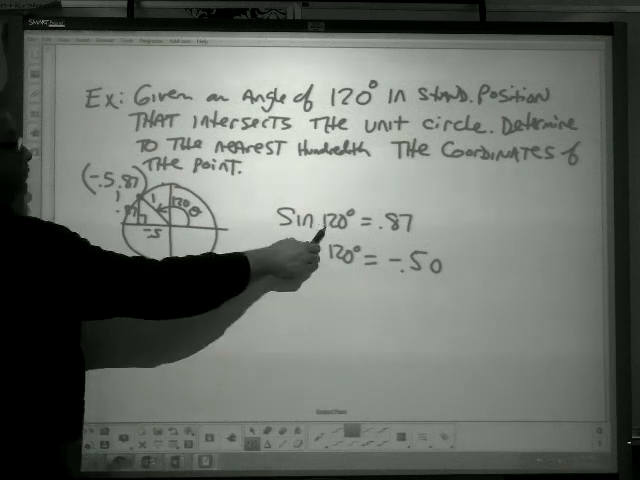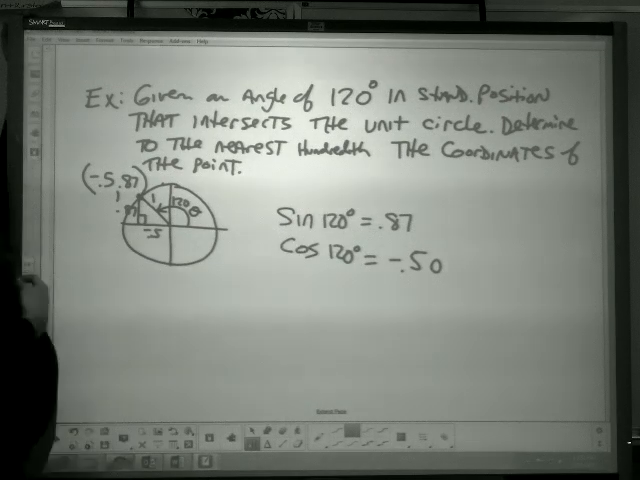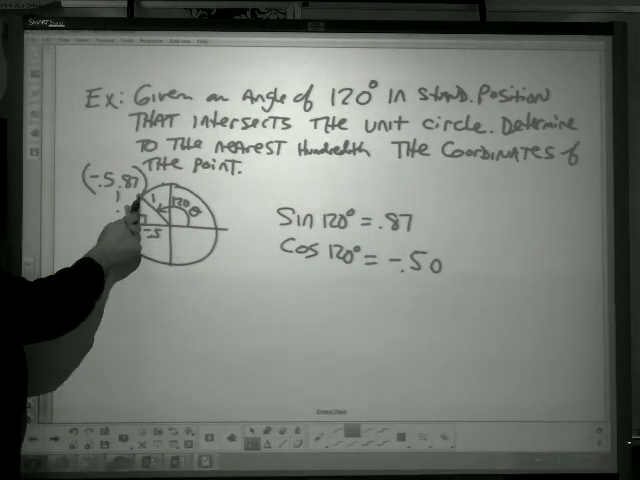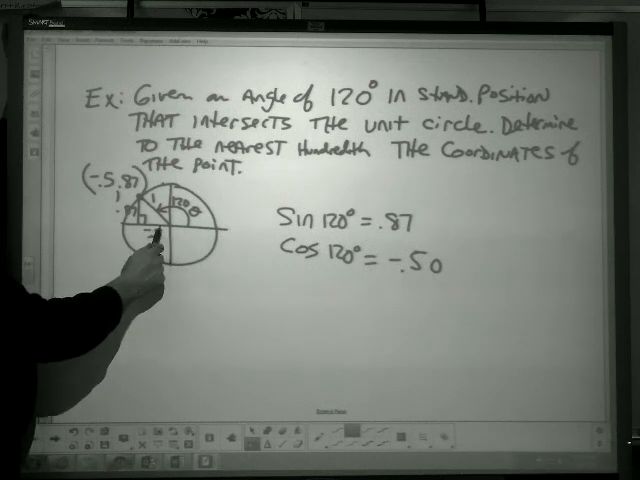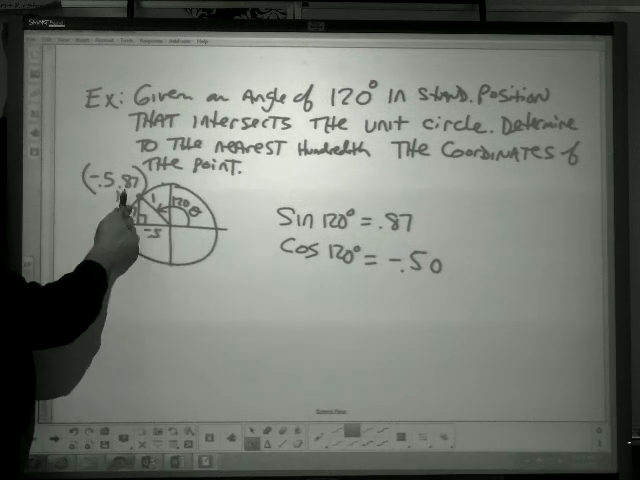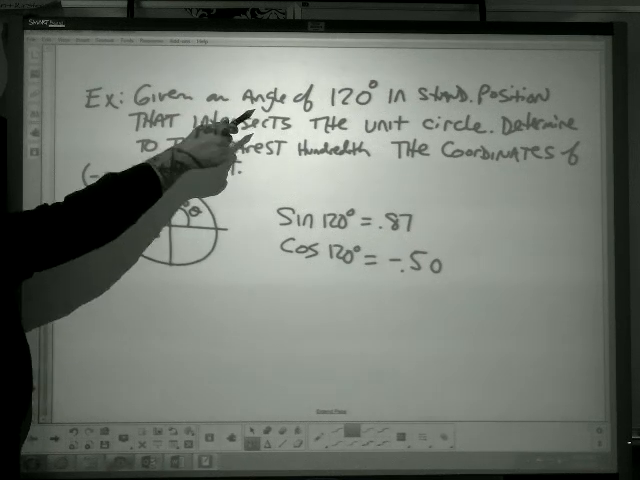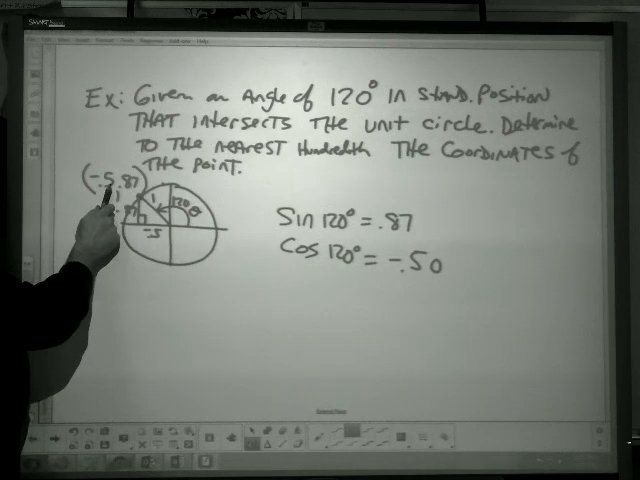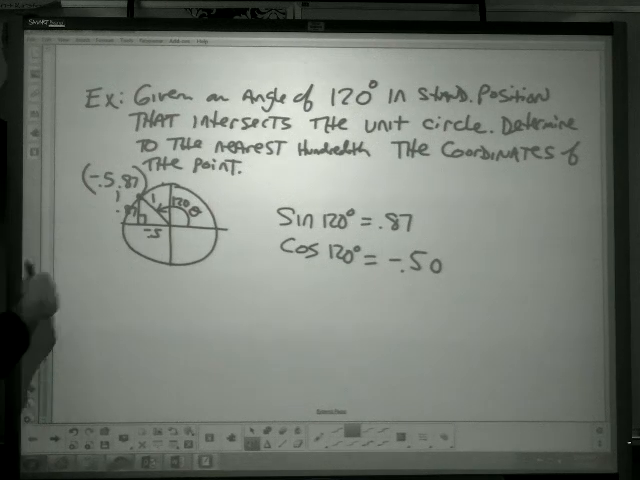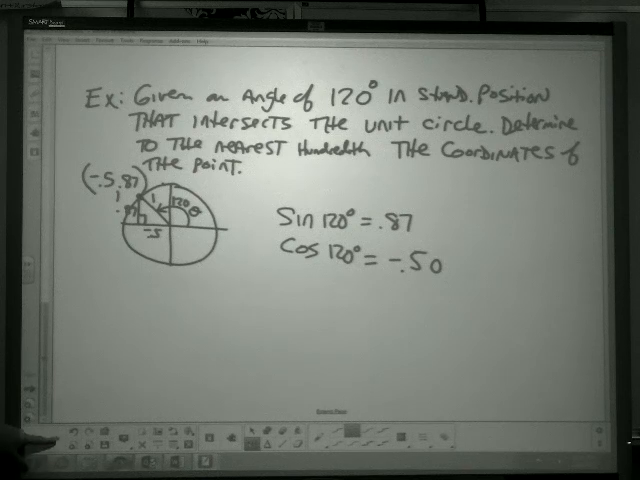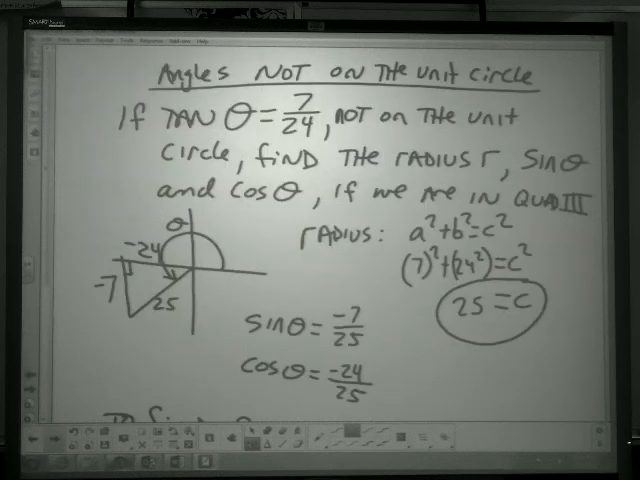I can get this right from the calculator. Sine of 120, 0.87. Cosine of 120, negative 0.5. There's my coordinates. Given an angle, find the coordinates. That's the answer. Let's take a look at something else.